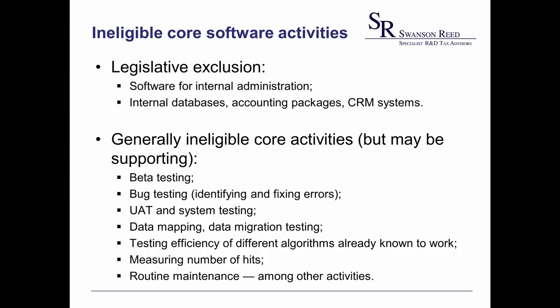AusIndustry guidance also specifies that the following are generally not considered to be eligible core activities: beta and bug testing, user acceptance and system testing, data mapping and data migration testing, testing efficiency of different algorithms that are already known to work, testing websites in operation by measuring the number of hits, and routine computer and software maintenance, as well as some other activities. AusIndustry considers that these activities are generally not conducted as experiments to test a specific hypothesis. As noted earlier, such activities may be supporting if undertaken in direct relation to an eligible core activity.